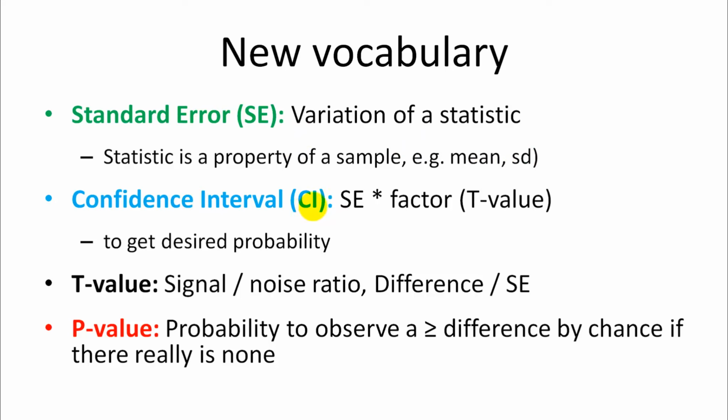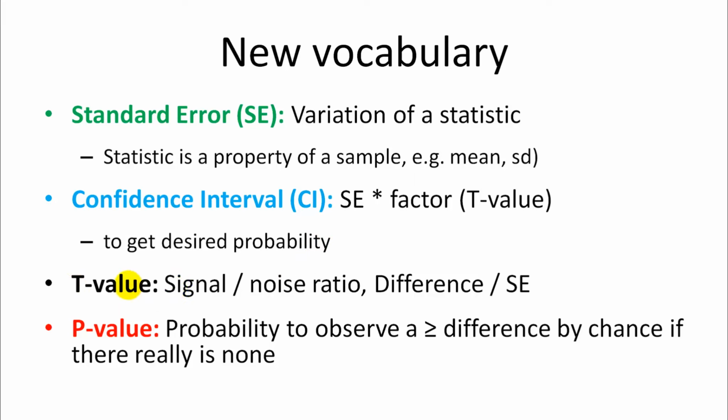Confidence intervals come in the context of where the true population parameters are. And that is really nothing different than a standard error multiplied by some factor. So the standard error captures 68% of the variations of the statistic. And if I want a 95% confidence interval, then I have to multiply this by some factor. And that factor is the t-value. So that is simply to get a desired probability range. And the t-value we have also now understood as a signal-to-noise ratio.